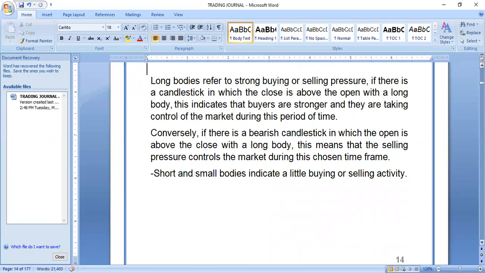So long bodies refer to strong buying or selling pressure. If there is a candlestick in which the close is above the open with a long body, this indicates that buyers are stronger and they are taking control of the market within a particular period of time. Conversely, if there is a bearish candlestick in which the open is above the close with a long body, this means that the selling pressure controls the market during its chosen time frame. Short and small bodies indicate little buying or selling activity. Note that.